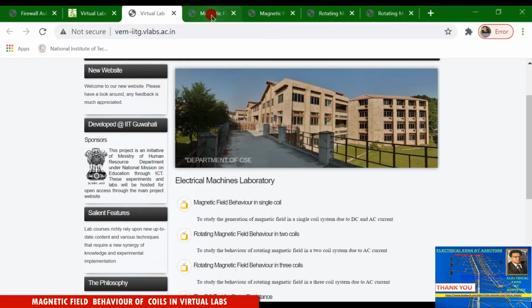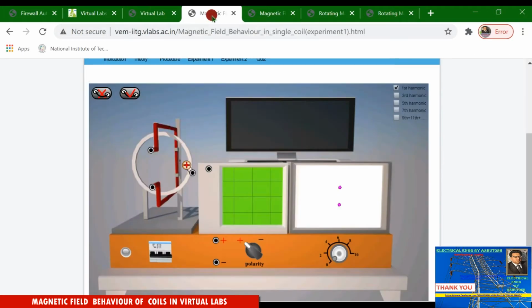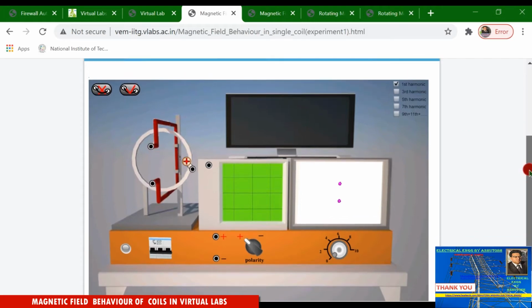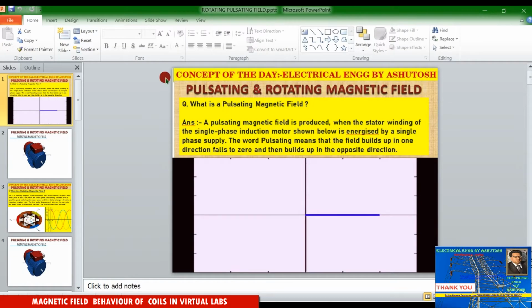Today we will discuss what is actually pulsating magnetic field and what is rotating magnetic field. Also we will see by using this simulation. By using this application, we will understand what is pulsating and what is rotating magnetic field. So first of all we will go through our PPT.